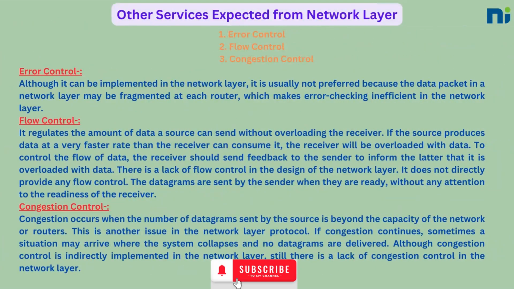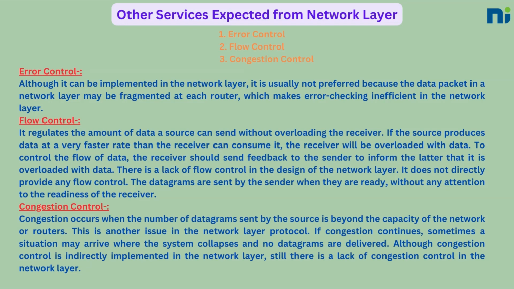Other services expected from network layer. 1. Error control. 2. Flow control. 3. Congestion control. Error control. Although it can be implemented in the network layer, it is usually not preferred because the data packet in a network layer may be fragmented at each router, which makes error checking inefficient in the network layer.